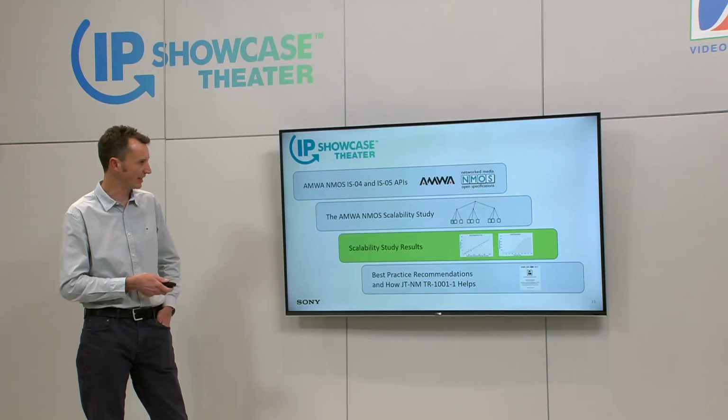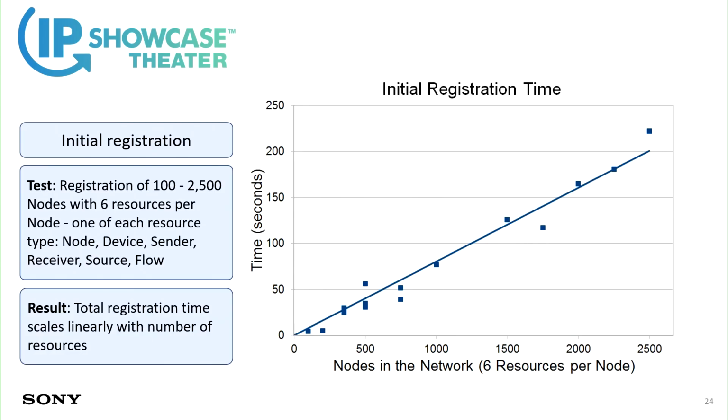So, going on to some of the results now. The first study we did was initial registration using IS-04. We set up our Mininet with somewhere between 100 and 2,500 nodes. And each of those included 6 resources: the node itself, and then one of each resource type, device, sender, receiver, source, and flow, that I mentioned earlier.